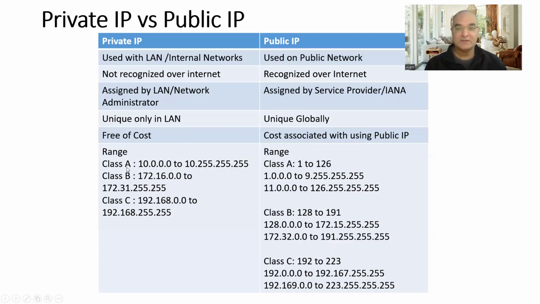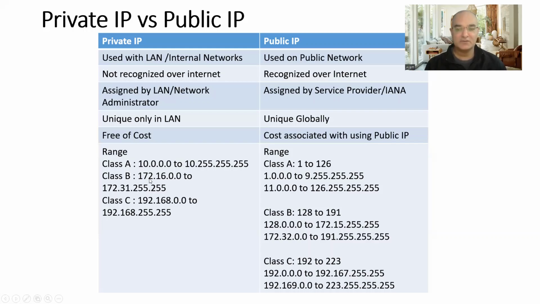Next is the range of the private IPs and public IPs. So private IPs are divided into class A, B, C. Class A starts from 10. So basically anything that has a 10 as the starting means it's a private IP.